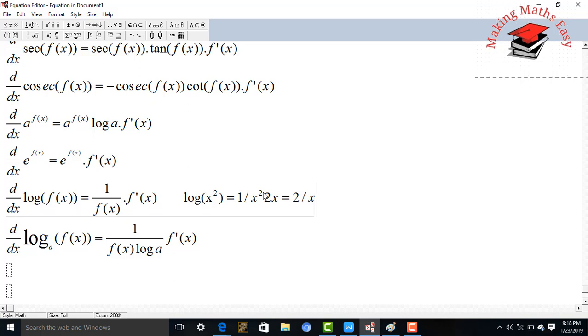So let's come to the final derivative property of a log function. The derivative of log of f of x base a is equal to 1 upon f of x log a into f dash of x. F dash of x represents the derivative of the inner function, or we can say the loop derivative. So remember one thing, that dy by dx is the derivative, f dash of x is also the derivative. So d by dx of log of f of x base a is equal to 1 upon f of x log a into f dash of x.